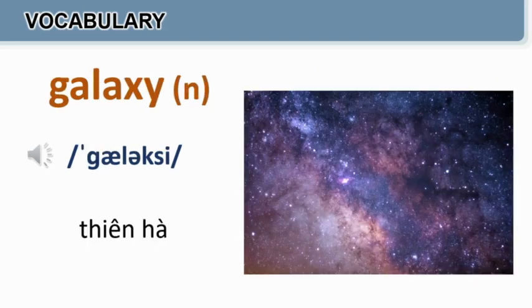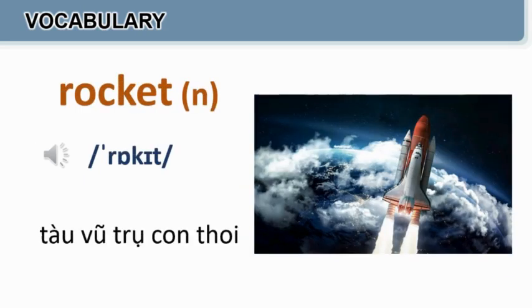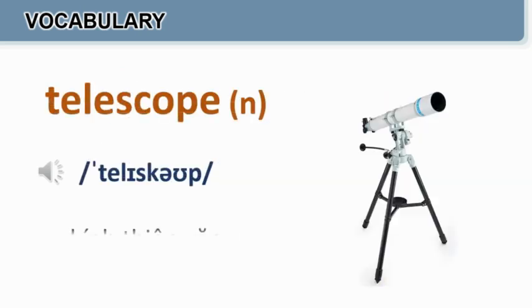The second word that you need to know is galaxy. Now listen and repeat. Galaxy. Yes, meaning. The next one is rocket. Rocket. You can know its meaning based on the image, right? Now let's look at the picture. You know what it is, right? Yeah, it's telescope. Telescope.